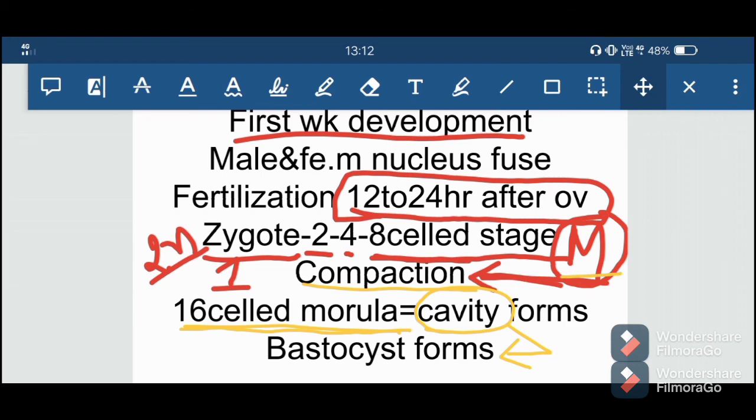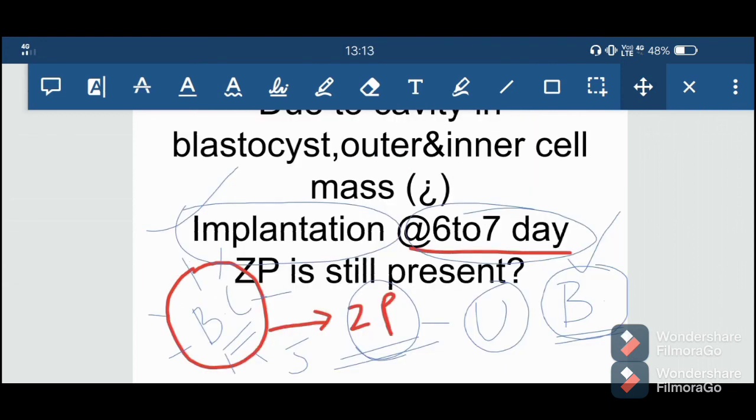The cavity formed in the advanced morula turns it into the blastocyst. The blastocyst is at the 50 to 58 cell stage. After the formation of the blastocyst, the zona pellucida disintegrates approximately on the 5th day after fertilization. The blastocyst, now free of the zona pellucida, gets implanted. Implantation occurs on the 6th to 7th day after fertilization. The zona pellucida is not present during implantation.